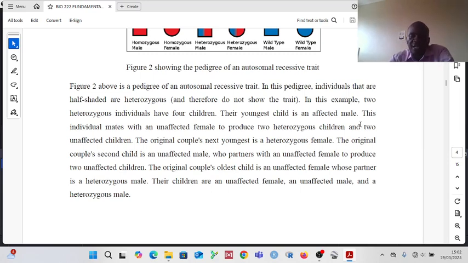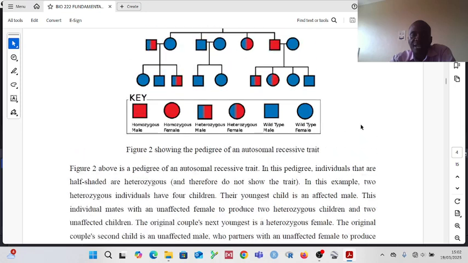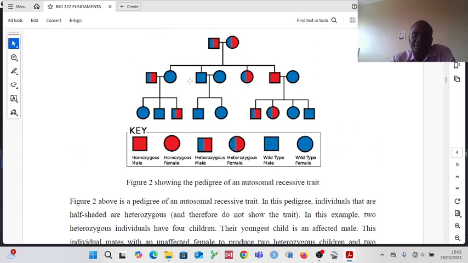So the original couple's second child is an unaffected male who partners with an unaffected female to produce 2 unaffected children. So it's this one. Unaffected male, unaffected female, producing 2 children, both of them not affected.